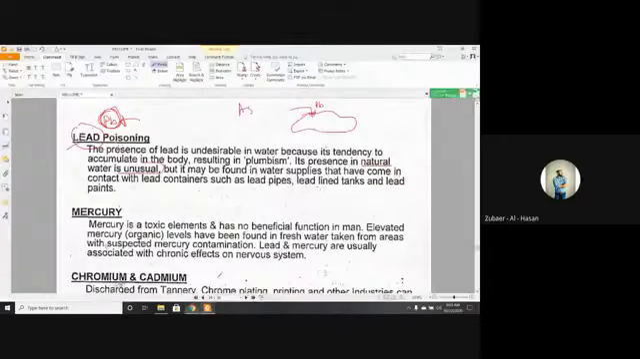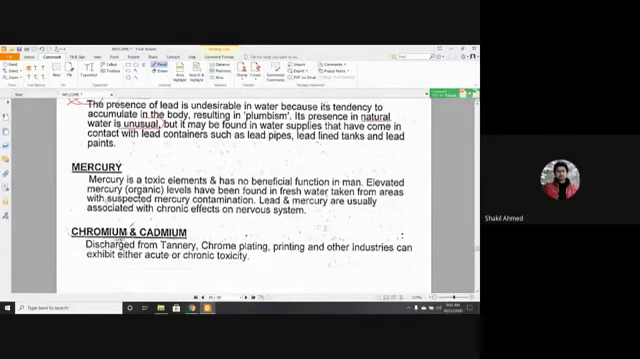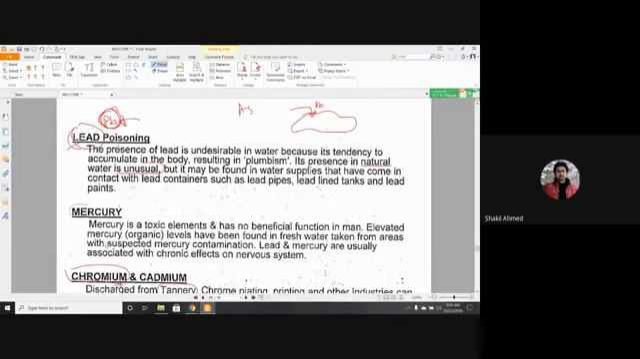Yes, sir. So yes, lead. I mean, there might be different types of pollutants or heavy metals, like chromium here, discharged from tanneries. Mercury, this is also a toxic element. These are all heavy metals: lead, mercury, chromium. They all cause cancer.